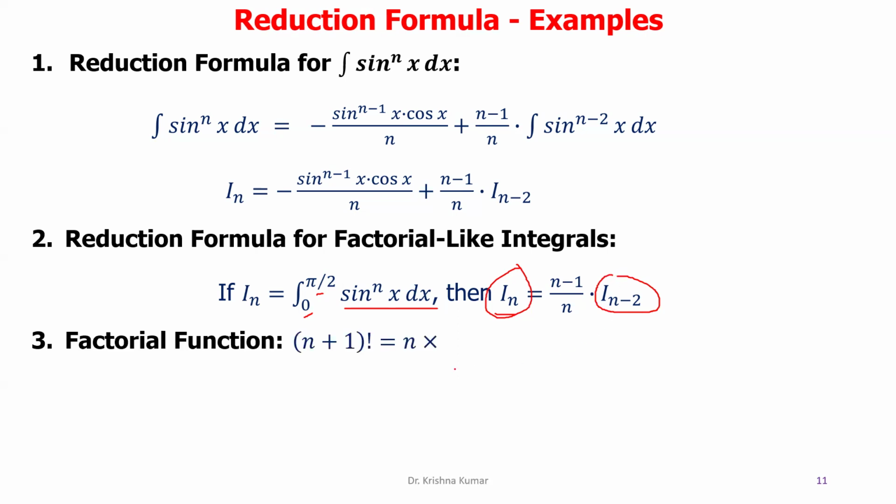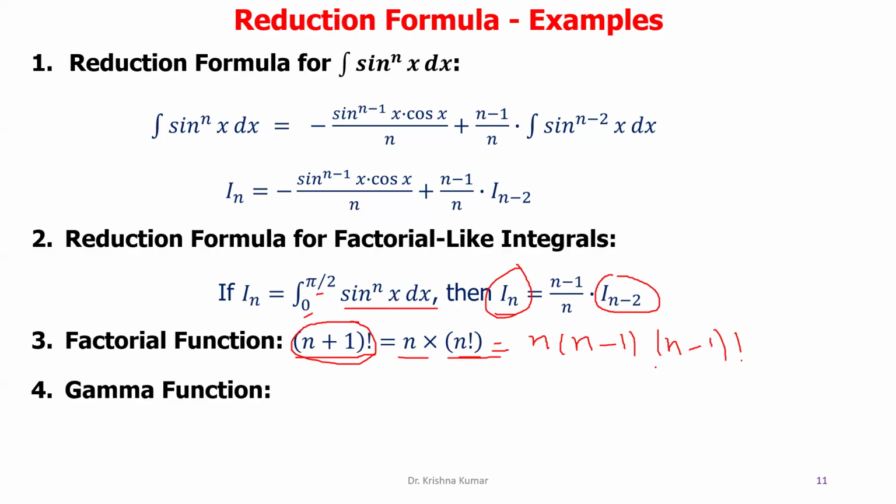Third example is the factorial (n+1)!. (n+1)! is equal to n+1 into n!. So here (n+1)! is reduced to n!. Similarly, n! can be reduced to n into (n-1)!, and so on.